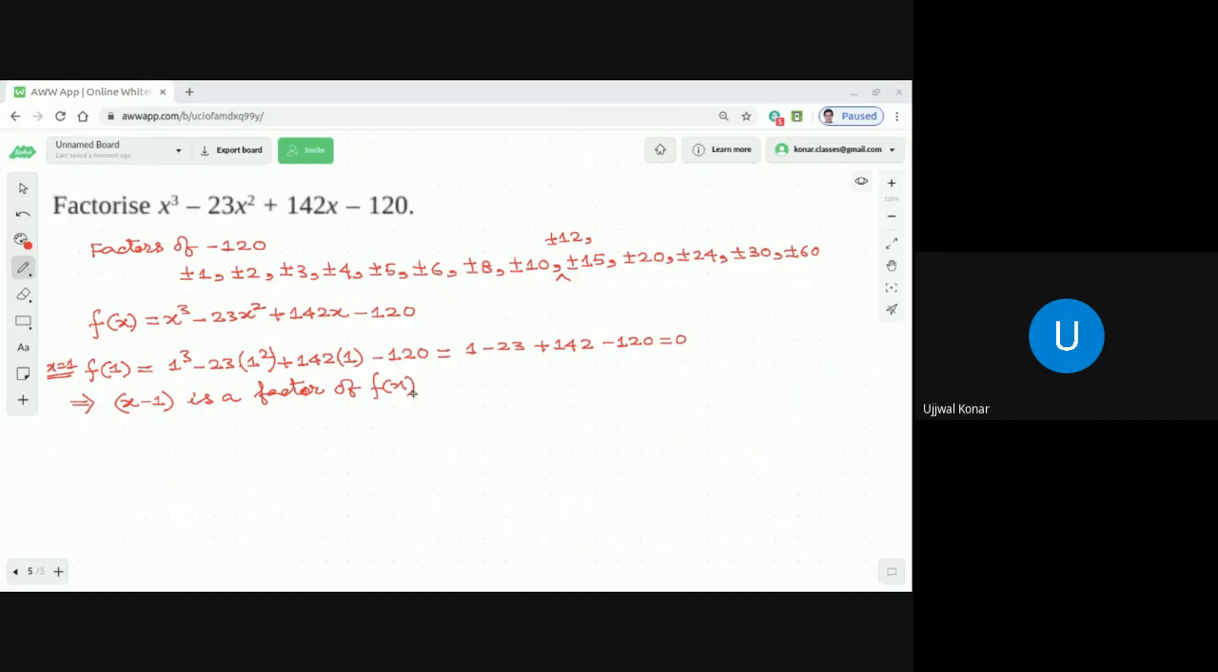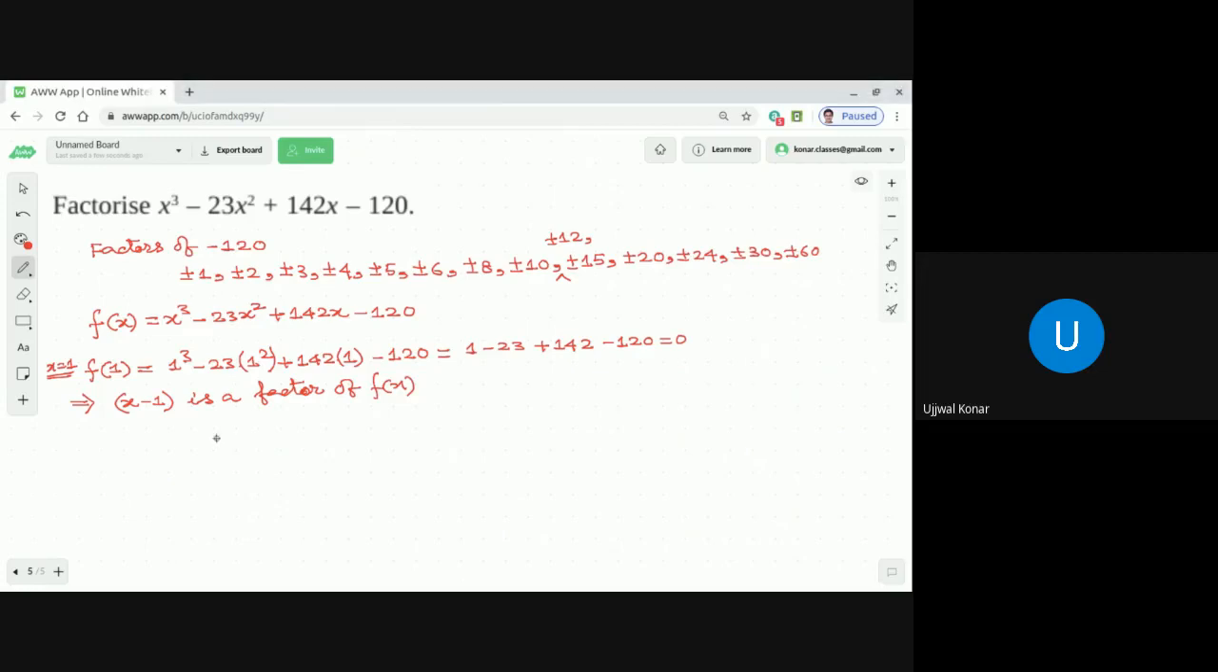Then what we are going to do, dear students, is that we can now take x minus 1 common from these factors. There are two ways you can do it for factorization. You can divide this polynomial, x cube minus 23x square plus 142x minus 120, by x minus 1. Then what you will get? You will get a quadratic polynomial. You got my point, dear students?